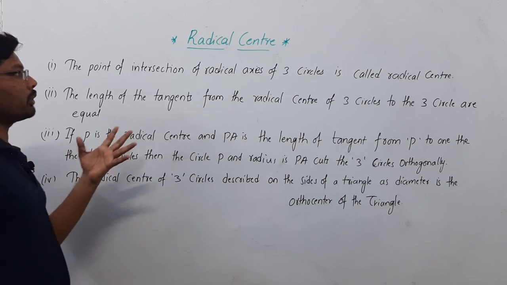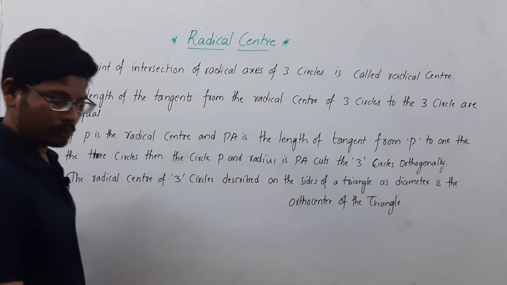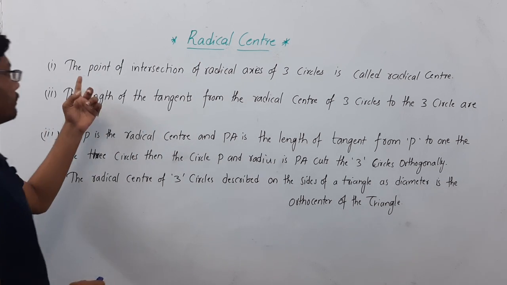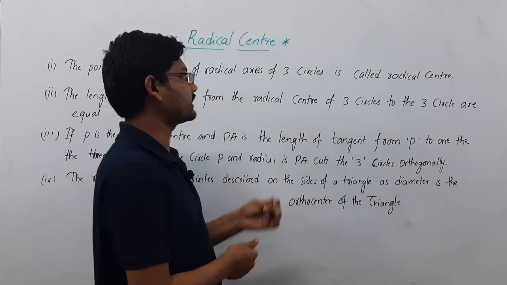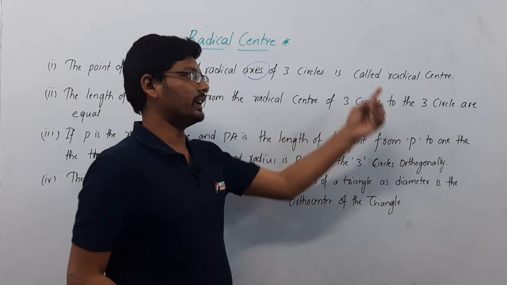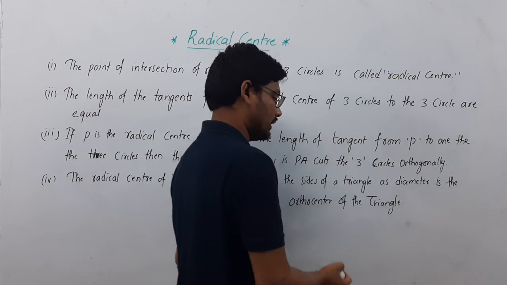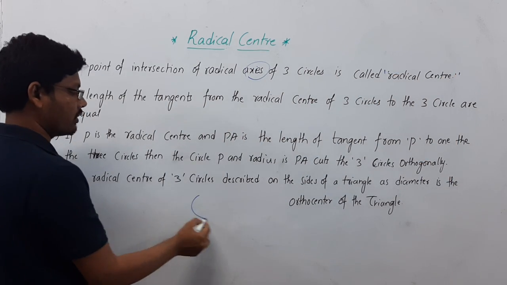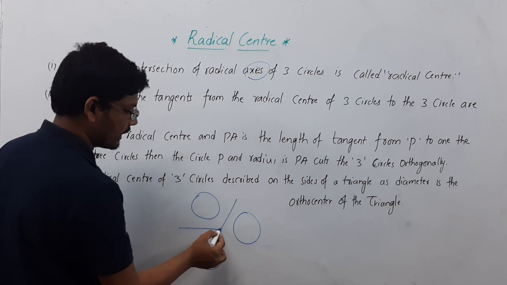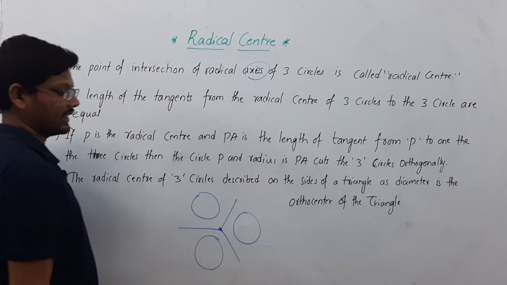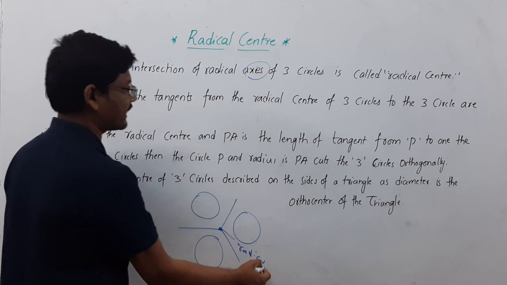Here are some more important points of a radical center. The first point is: the point of intersection of the radical axes of three circles is called the radical center. This is the definition of radical center.